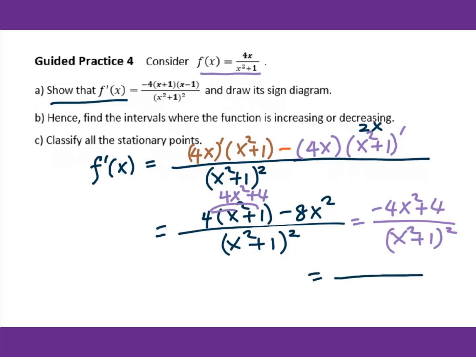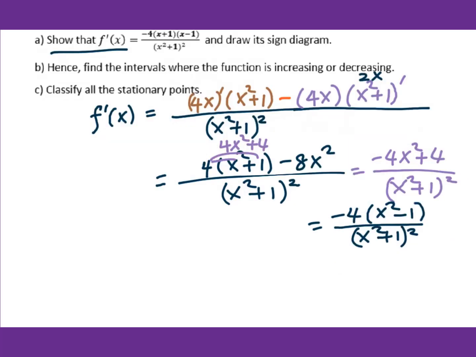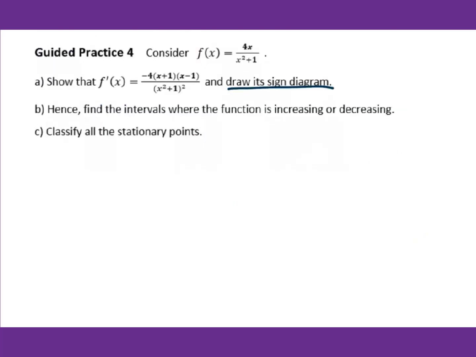So you get negative 4 take out x squared minus 1, x squared plus 1 squared. Then you need to factor the top. You get negative 4(x plus 1)(x minus 1) over (x squared plus 1) squared. Then we need to draw the sign diagram.